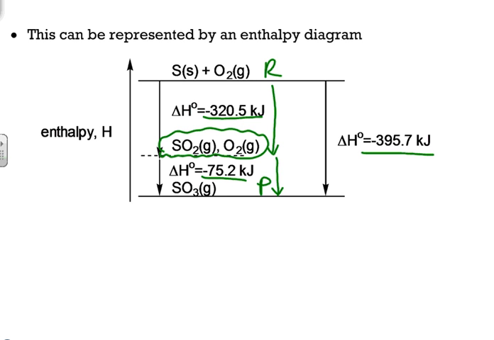So we basically add up my two enthalpy values. It also represents an exothermic reaction because you have a lot more energy stored up in your reactants than you do in your products. So where did that extra energy go? It was actually released in the form of heat.